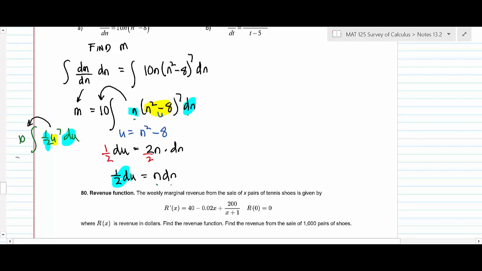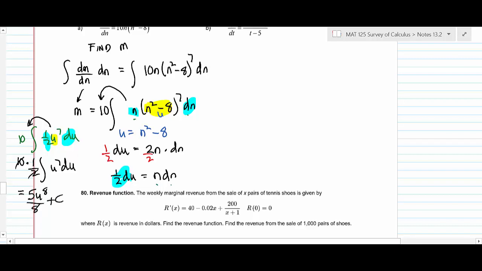Take it out. Exactly. That's a constant. So you'd have 10 times 1/2 integral u to the 7th du. Okay, now what is the integral of u to the 7th? U to the 8th over 8. Good. And then if you do half of 10, you're going to get 5. So that's going to be 5 u to the 8th over 8 plus c.